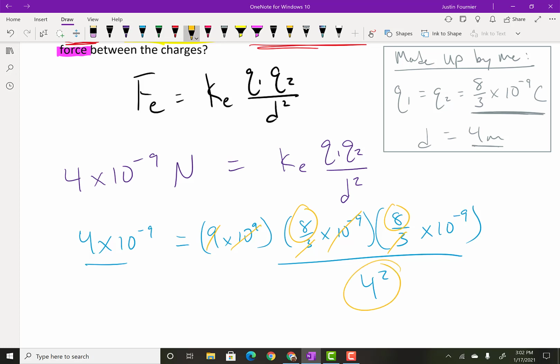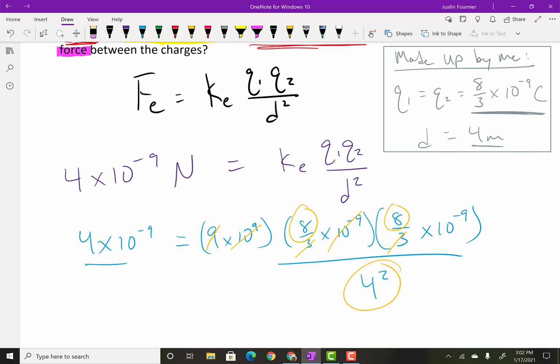And then 4 squared is 16. So 64 divided by 16 is 4. So 4 times 10 to the negative 9, that's what this answer is over here. So that's just showing you that this works. This works with what I just plugged in, and I cooked it to do that.